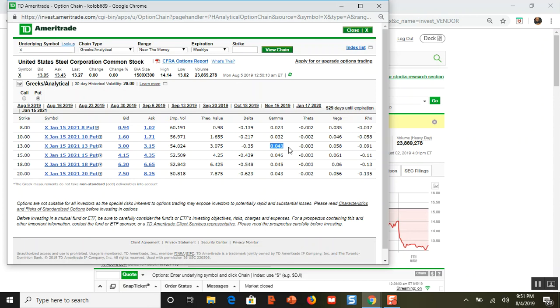If we go up to a 13, the gamma is up another dollar, right? And look how high the gamma is here. So as the value of steel drops, the value of my puts will go up, and my lower limit is about $11.50.